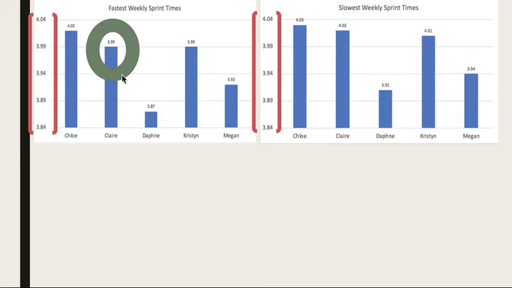I would label each of these data points because I can sit here and look at this 4.03 and this 4.02 over here, but if it's not marked 4.02 or 4.03, it's going to be a little harder for me to tell just by looking at it. So add the data labels. And that example is in the Excel video that I posted for you guys.